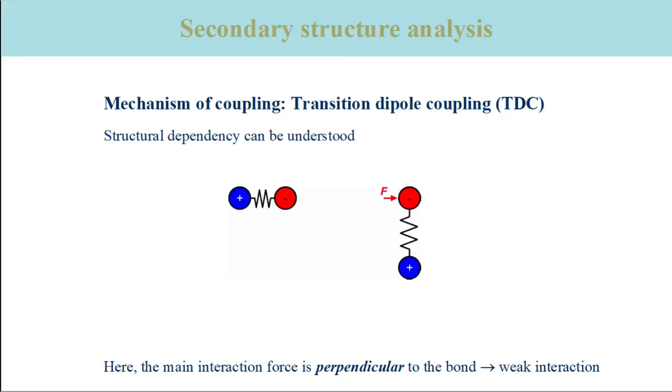This situation does not change during the vibration of the left bond. The force is always perpendicular to the stretching movement of the right bond. In this example, we have seen that we have strong coupling when the two CO bonds align, but weak coupling when they are perpendicular to each other. This shows that the coupling depends on the relative orientation of the two bonds. If these two bonds are part of a protein backbone, the coupling depends therefore on the structure of the backbone.